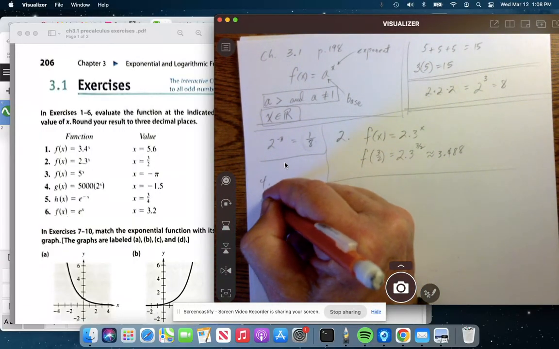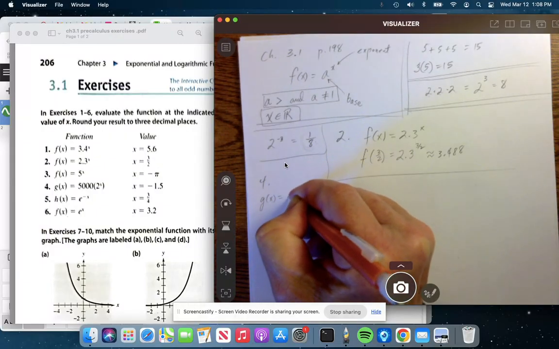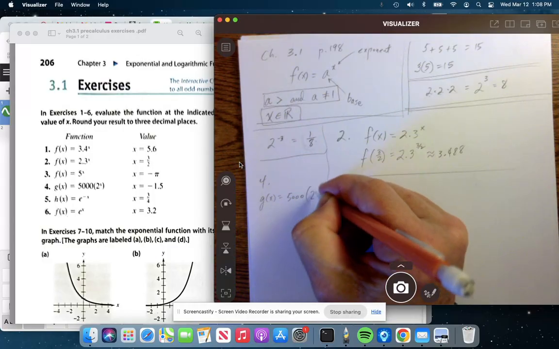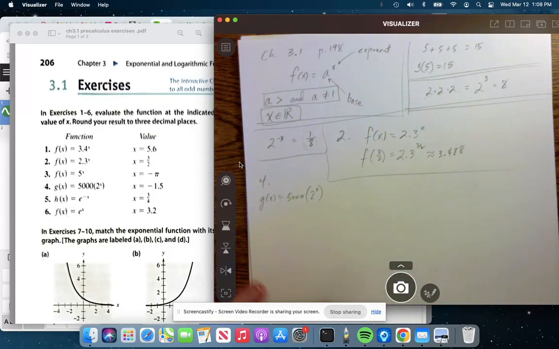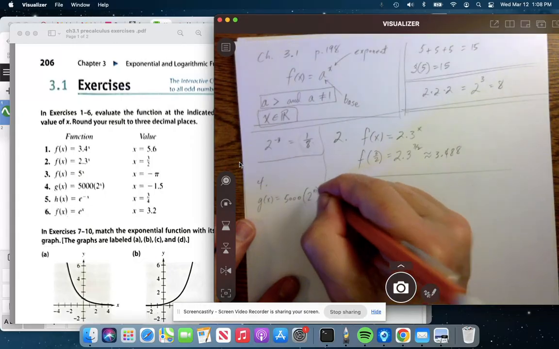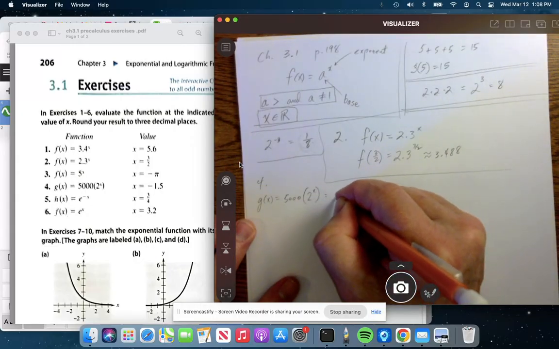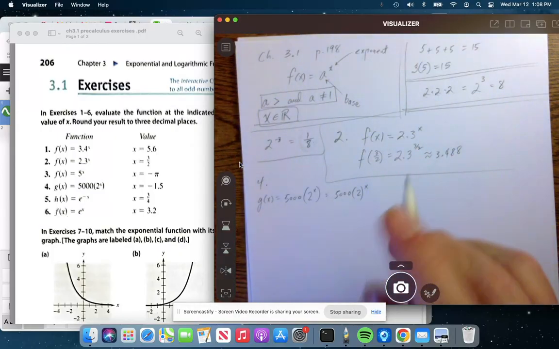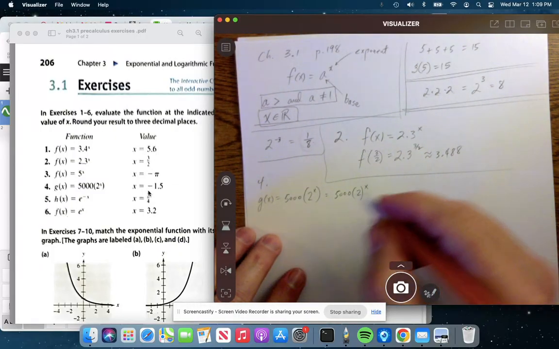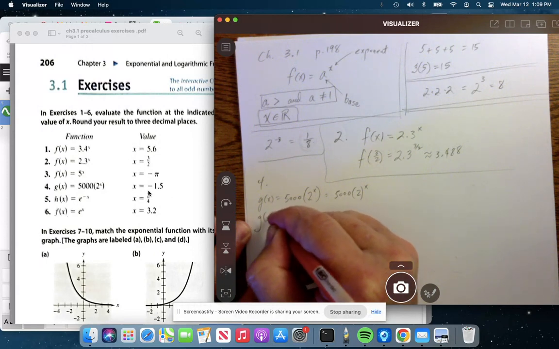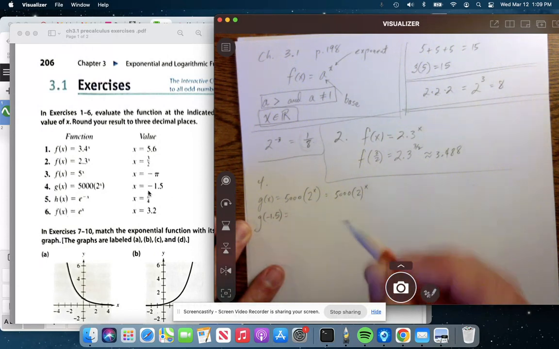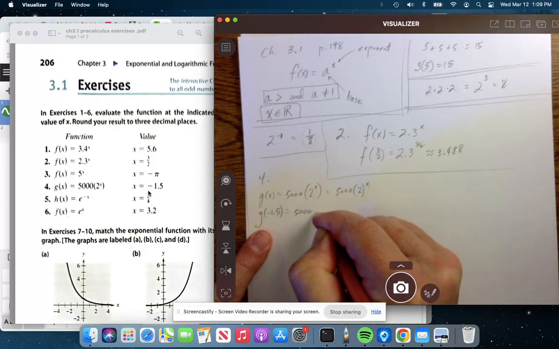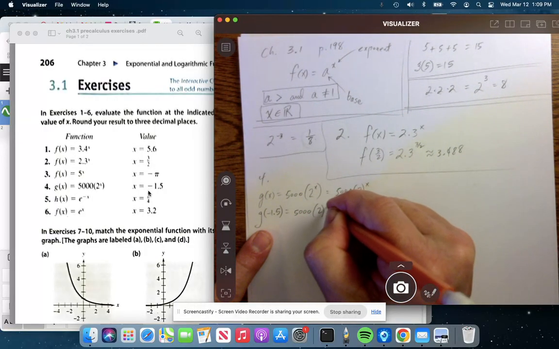Is g of x equals 5,000 times 2 to the x. All right, now I'm going to rewrite that. That x can be pulled out of there, so I'm going to rewrite that as 5,000 times 2 raised to the x. And we want x to be negative 1.5. So we're looking for g of negative 1.5. So all we do is replace this with negative 1.5, so 5,000 times 2 raised to the negative 1.5.